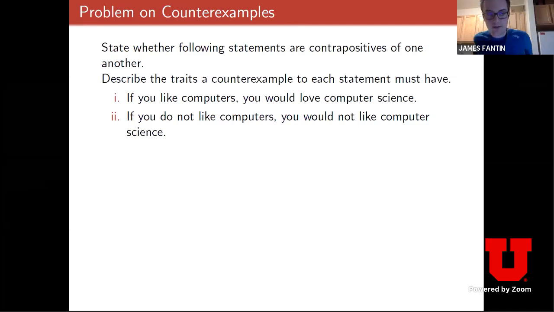And then the last problem that I wanted to get through is this final problem. This one won't take too long, just a problem on some counterexamples. So we've got these two statements. If you like computers, you would love computer science. And if you do not like computers, you would not like computer science. So first question, if someone just wants to go ahead and answer, are these statements contrapositive of one another?